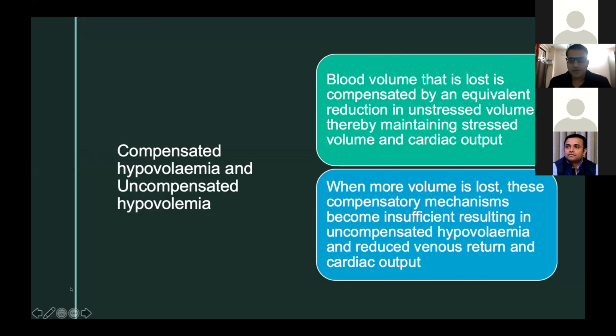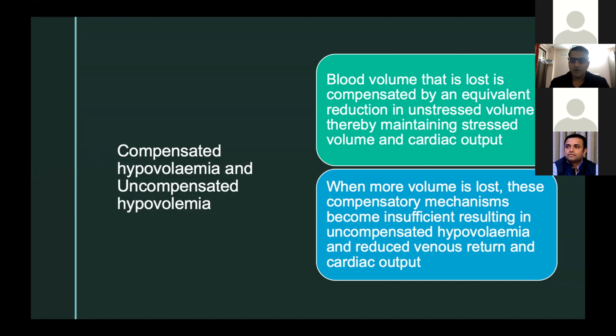Now, there's a term called hypovolemia. We are all very well aware of the different hypovolemias. Now, there is something called compensated hypovolemia. And what is uncompensated hypovolemia? Basically, in compensated hypovolemia, when there is a loss in the blood volume, it is the unstressed volume in the large capacitance vessels that is compromised, and there is a shift from the unstressed volume to the stressed volume, thereby maintaining the body's physiology to maintain the cardiac preload and the cardiac output.